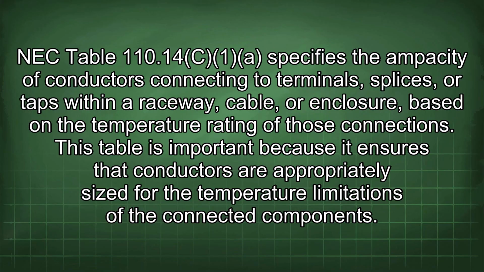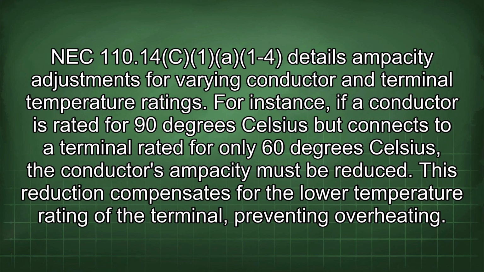NEC Table 110.14 CNE specifies the ampacity of conductors connecting to terminals, splices, or taps within a raceway, cable, or enclosure, based on the temperature rating of those connections. This table is important because it ensures that conductors are appropriately sized for the temperature limitations of the connected components. NEC 110.14 CNE-4 details ampacity adjustments for varying conductor and terminal temperature ratings.